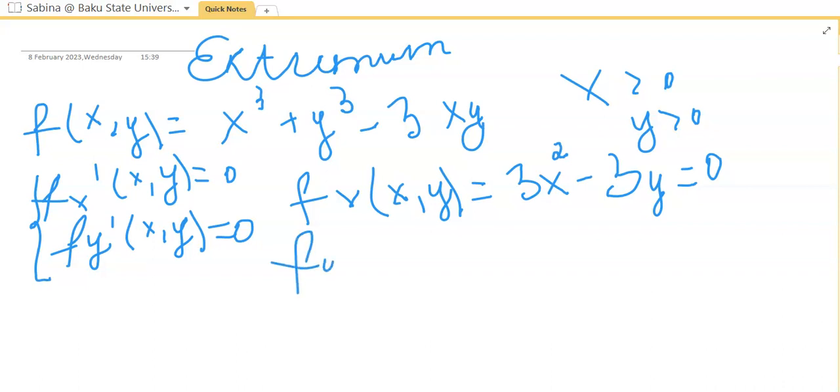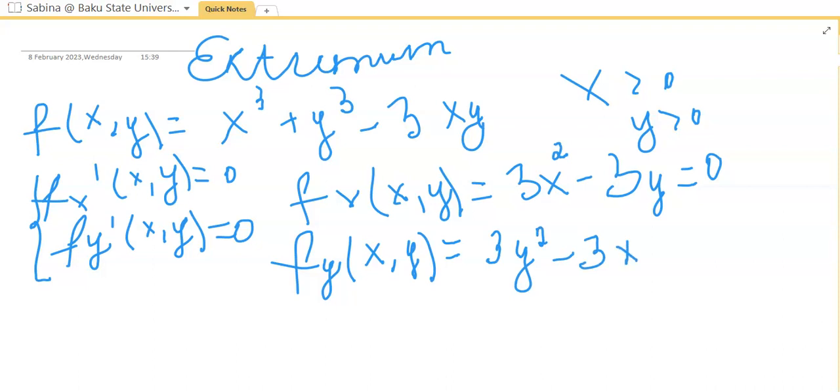And derivative of this function with respect to y will be equal to 3y squared minus 3x is equal to 0. Then we get these parts.